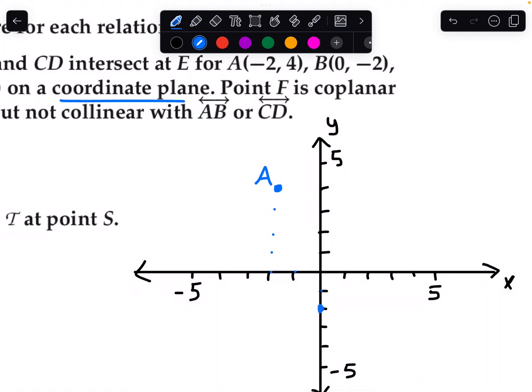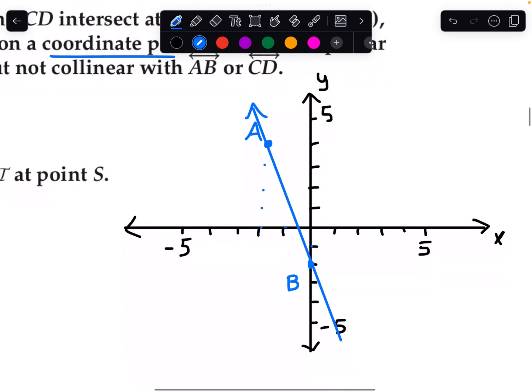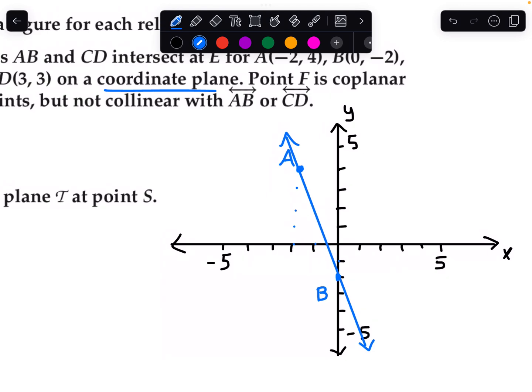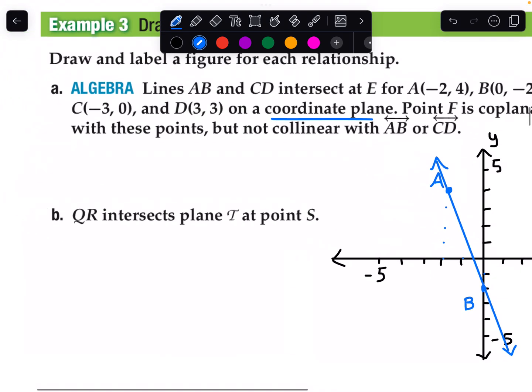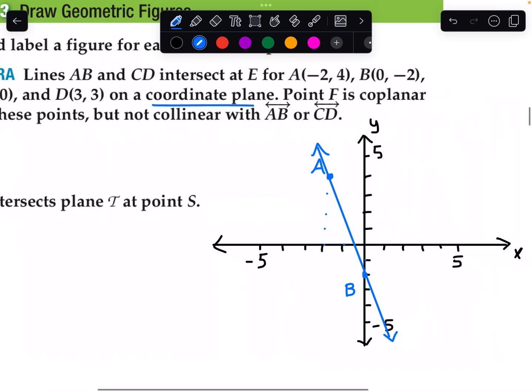B is at 0, -2. So right here is B. Actually, I'm going to move that label to the other side so that I can have a clear path for my line. I ran over the -5, that's okay. Point C is at -3, 0. Let's go a different color. 1, 2, 3, and 0, so C is right here. And D is at 1, 2, 3, 1, 2, 3, right there.